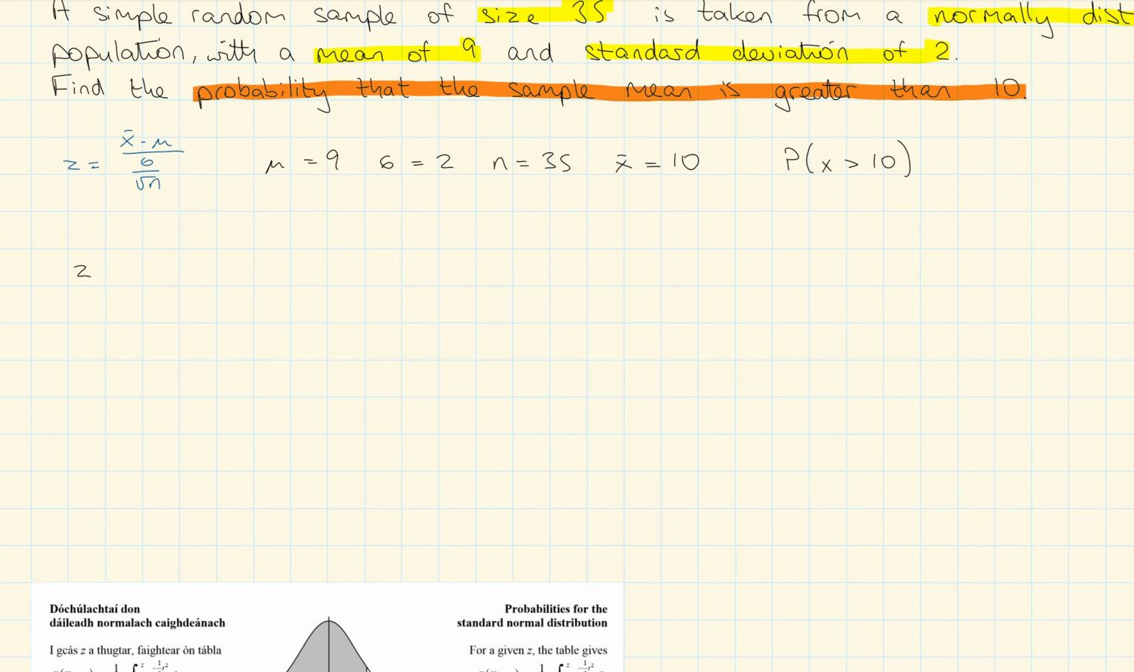So we sub into our formula, z is going to equal 10 minus 9 divided by 2 over root 35. All of this into your calculator. There's no need to simplify in between. Set up your fraction, 10 minus 9 divided by 2 all over root 35, quite a long decimal, 2.958039892. Now, I'm not going to go to the log tables and find this exact decimal, so we'll round. So we get z is equal to 2.96.